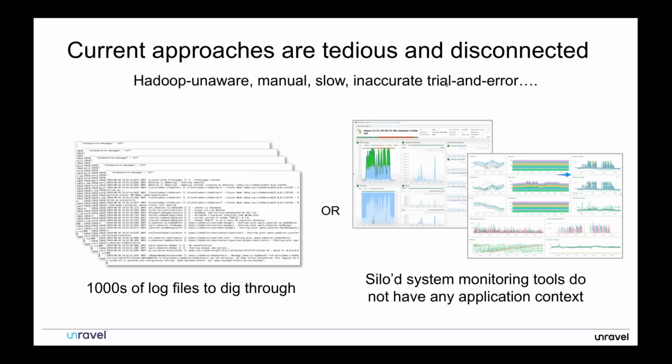The current approaches that exist out there are pretty tedious because you've got a very complicated system with thousands of log files to dig through, right? And these files are on different machines. You've got to do correlation. For example, what happens if you've got an error on a data node and you want to correlate that with something happening on a node manager, which could also be failing due to a faulty disk somewhere? It's pretty hard to get all these things together.